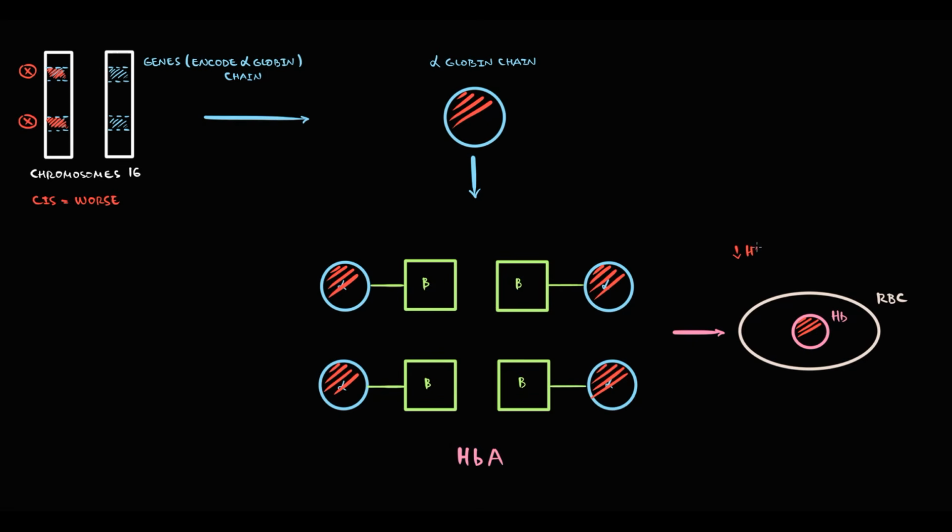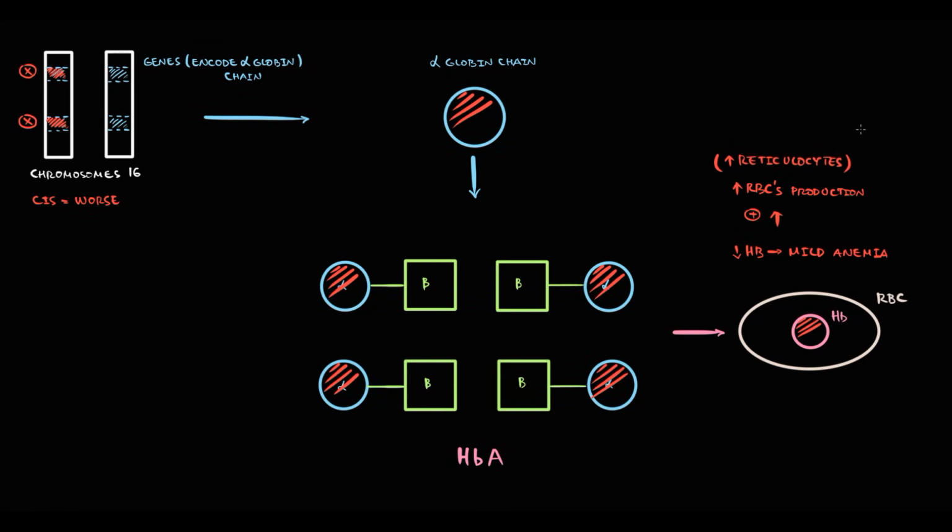because we cannot make enough hemoglobin with such low production of alpha-globin chains, and in this case, mild anemia will develop. As a compensatory response, bone marrow will try to make more red blood cells. So this will cause an increase in red blood cell precursors, which are reticulocytes. So if thalassemia causes anemia, one of the diagnostic features can be an increase in reticulocyte count.